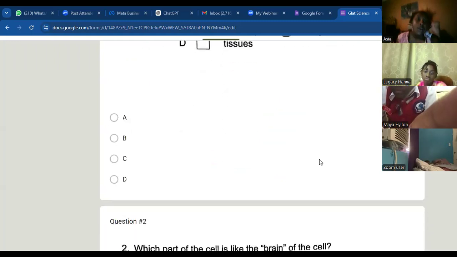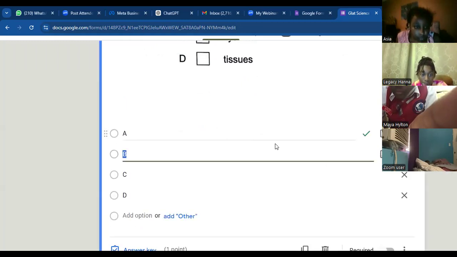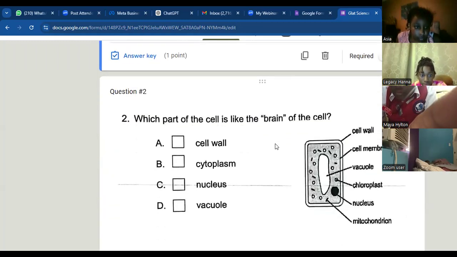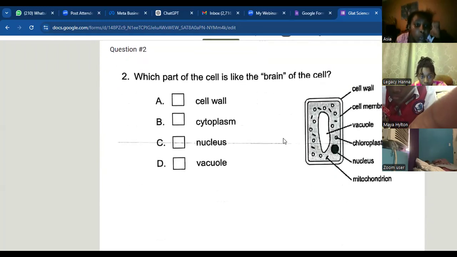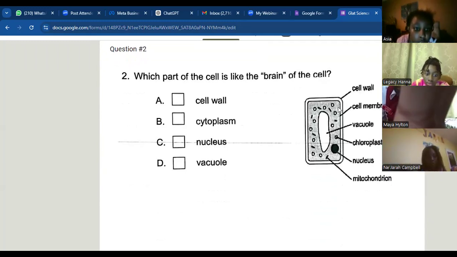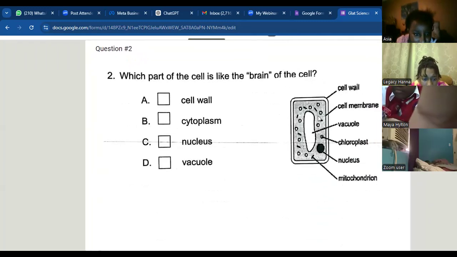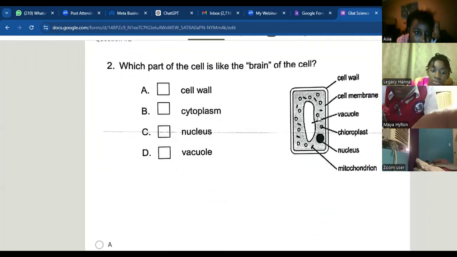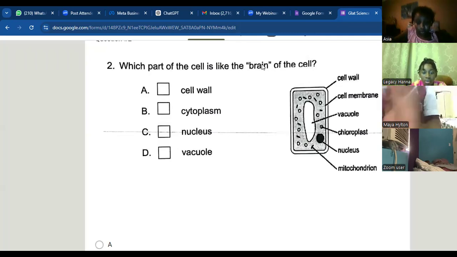Asia, you can read the next question. The correct answer is A. Next, go ahead, Asia. Which part of the cell is like the brain of the cell? Cell wall, cytoplasm, nucleus, vacuole. Good. Put your answer inside the chat for me, please. Which one is the brain of the cell? Which option is the brain of the cell?